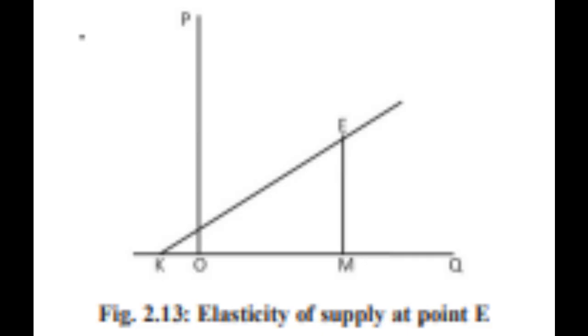2.9 The idea of elasticity. In sections 2.4 to 2.8, we have studied the impact of changes in determinant variables on the demand and supply. We examined, in particular, the impact of own price, prices of related goods and income of the consumer on demand for a commodity. Likewise, we tried to explore the impact of a change in own price, prices of factors of production etc. on the supply of a commodity.